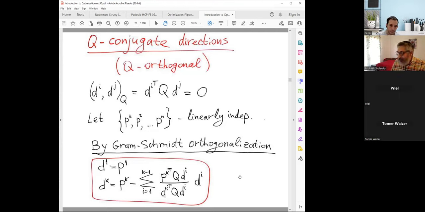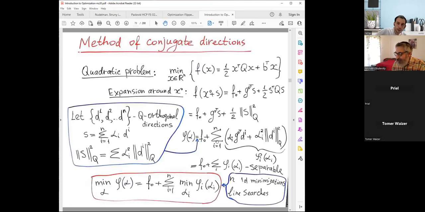Yes, because when you know those Q orthogonal directions, then all your optimization is minimization of one-dimensional functions. And by the way, if your entire function is quadratic, your one-dimensional cross-sections are also quadratic functions, very simple expressions of alpha, and you get those minima analytically.